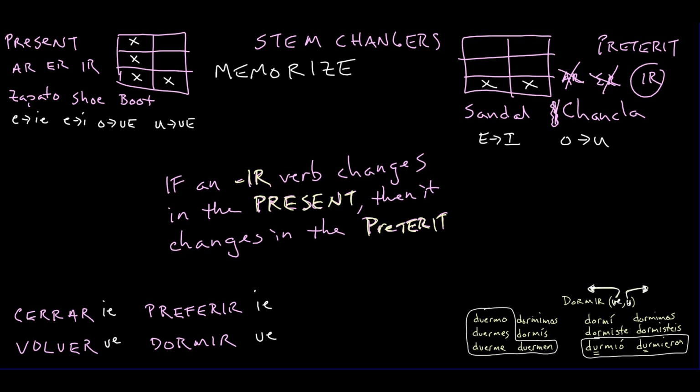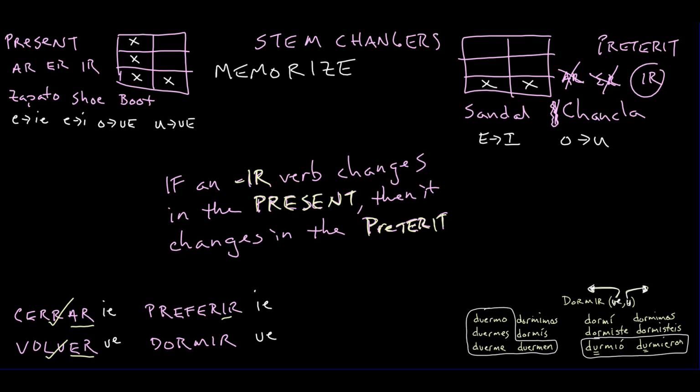Let's go back to these examples over here. So cerrar, that changes in the present. Does it change in the preterite? Well, no, it does not change in the preterite because it's an AR verb and there are no AR stem changers. Well, what about volver? Yes, it changes in the present. Does it change in the preterite? No, because there are no ER stem changers in the preterite.